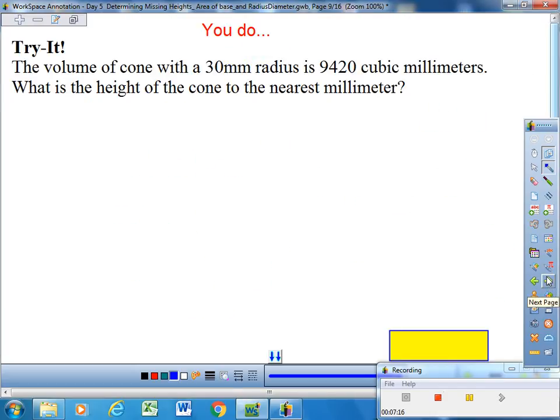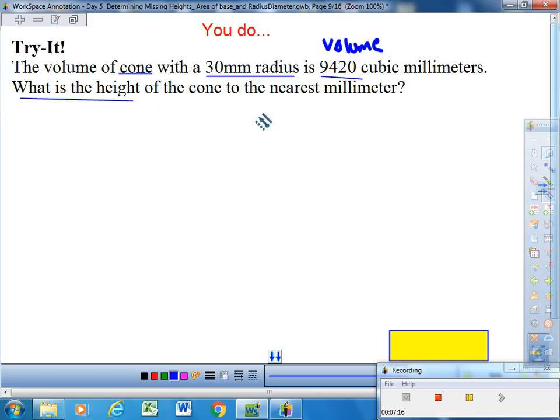All right, so this one's yours. The volume of a cone with a 30 millimeter radius is 9,420 cubic millimeters, so that's your volume. What is the height of the cone? So I want you to write down cone, radius 30, volume 9,420, and then what is the height? So teacher, please press pause and let the students work it out.